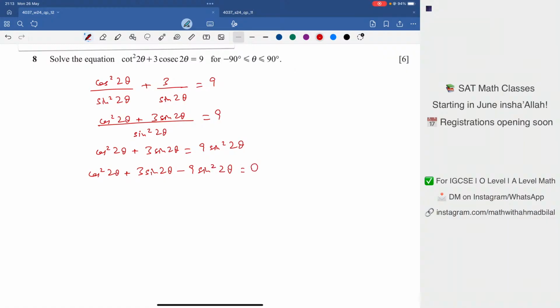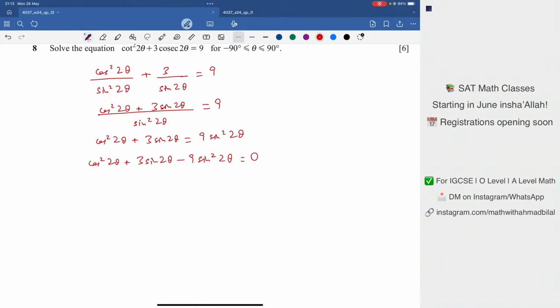functions which are sine and cos. Can we convert one to the other? We could convert sine square to cos square, but we would still have a sine here. Instead of that, it's going to be more efficient if we convert cos square to sine square, because in that case, everything would be converted to sine. So let's write cos square as 1 minus sine square. So it becomes 1 minus sine square 2 theta plus 3 sine 2 theta minus 9 sine square 2 theta, that equals 0.